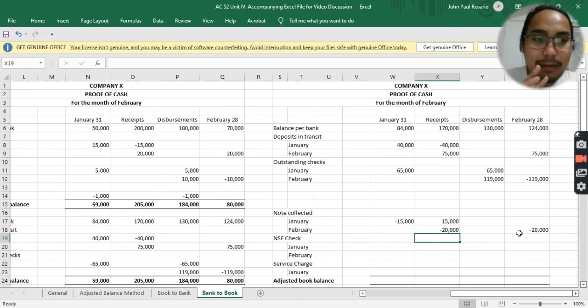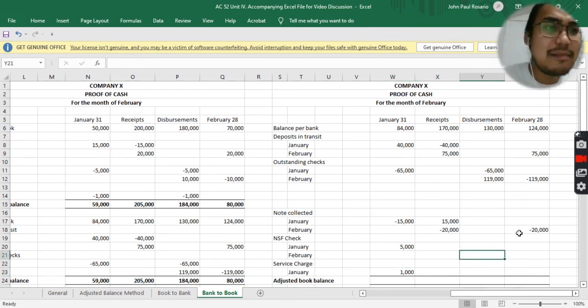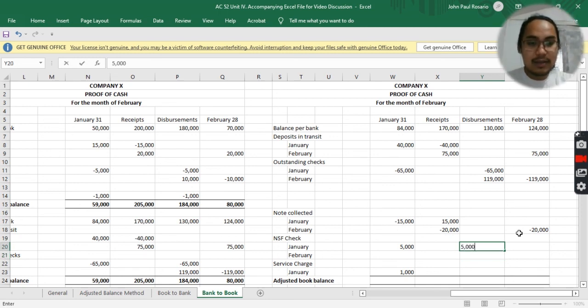For your NSF check, for your debit memos naman, no, your debit memos is kanang na-record na siya as deduction ni bangko, pero wala pa man siya na-record as deduction ni book. So, para makuha nimo ang book balances, imo siya i-add back. So, for January no, na atay NSF check na 5,000, add back ta ng 5,000 and 1,000. Pero, kani siya nga mga debit memos, ma-record siya ni libro as disbursement by next month.